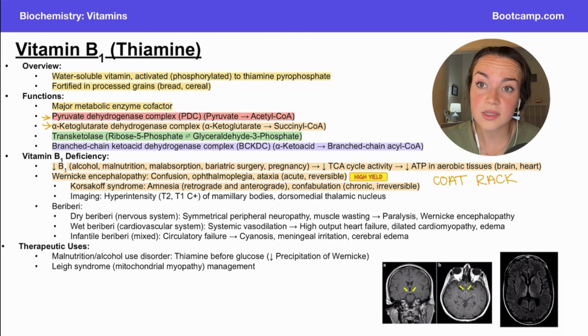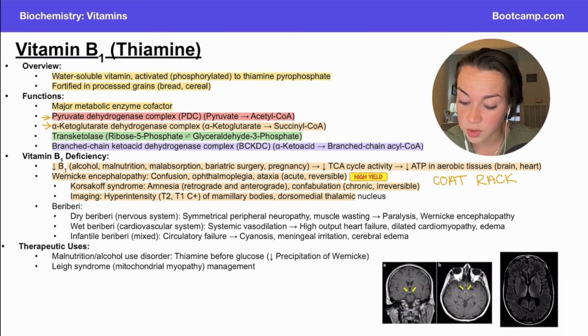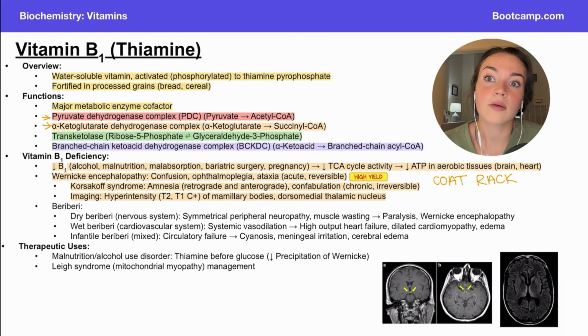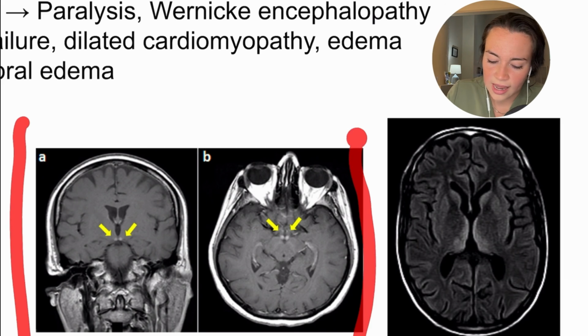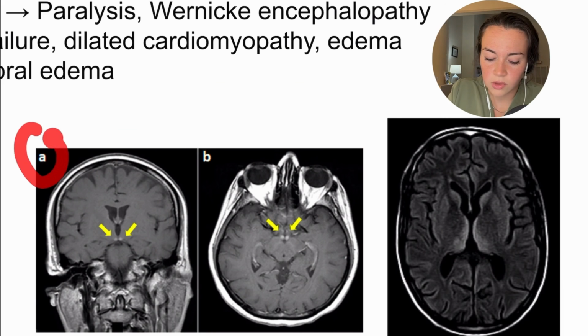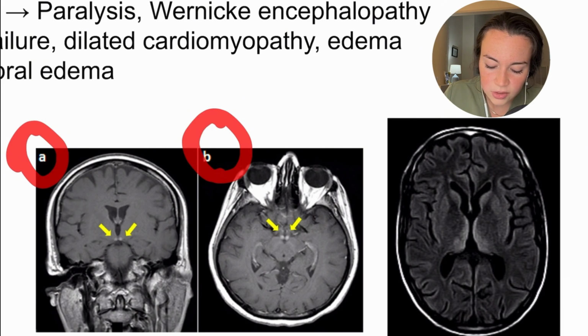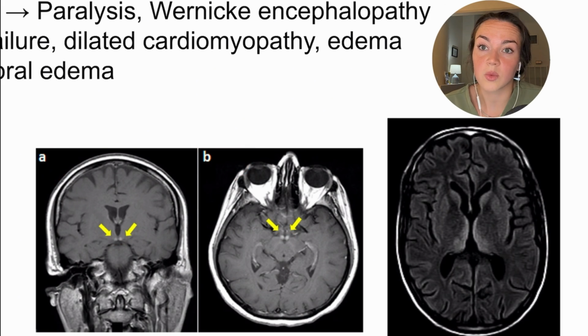Imaging findings that you can see with this is hyperintensity of the mammillary bodies, either on T2 or T1 with contrast, as well as hyperintensity of the dorsomedial thalamic nucleus. I would say they're more likely to show you a T2, but either's fair game depending on the images they come up with. Here on the left, you can see a T1 with gadolinium contrast. We have both our coronal and our axial views, and you can see the mammillary bodies here are lighting up in a patient with Wernicke encephalopathy.